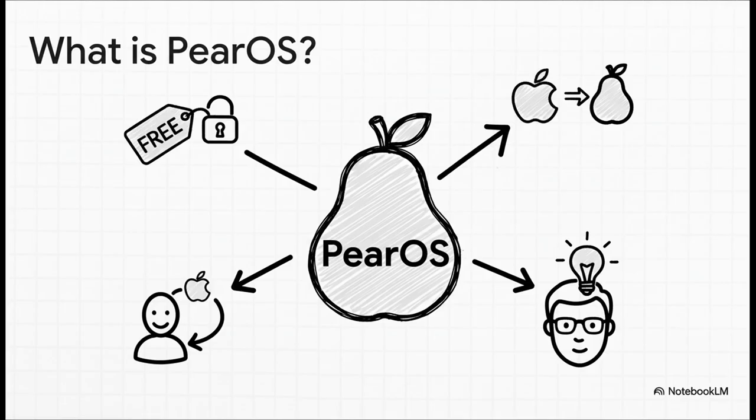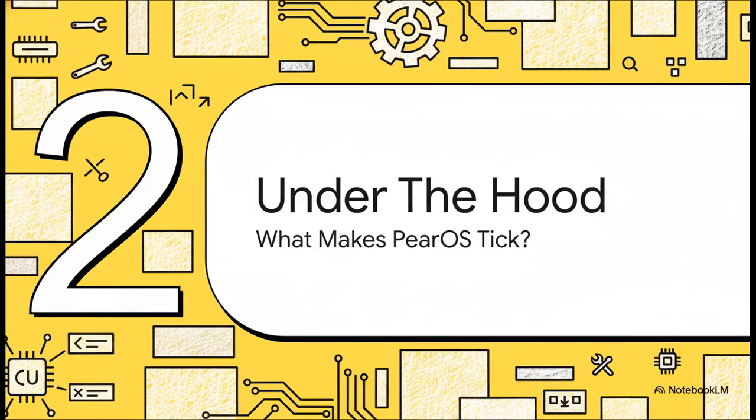So here's the breakdown. PearOS is a Linux-based operating system, which means it's totally free and open source. Its number one goal is to look and feel just like macOS, making it a super easy transition for anyone used to a Mac. And what's really amazing is that this whole thing was brought back to life by the hard work of a single developer. Incredible.